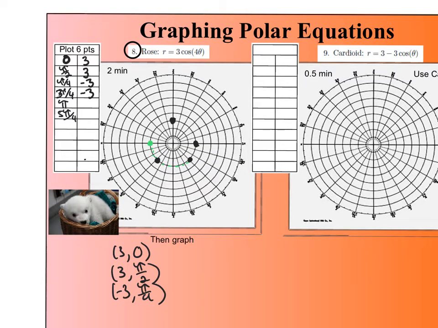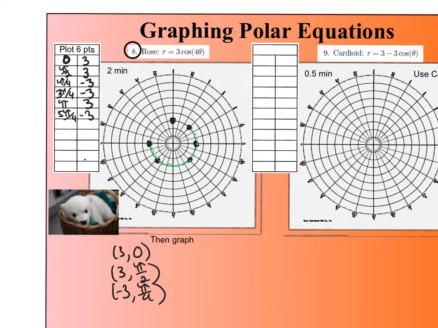Next, 4 times pi is 4 pi. That's 2 rotations around the circle, but I still end up at 0. Cosine of 0 is 1. 3 times 1 is 3. So at +3, I'm going to swing to pi, so I end up at this point here. And the last one we'll do, 4 times 5 pi over 4 is 5 pi. 5 pi is coterminal with pi, where cosine is -1, so you get -3. So I do the -3 and swing to 5 pi over 4, which is going to land me here.